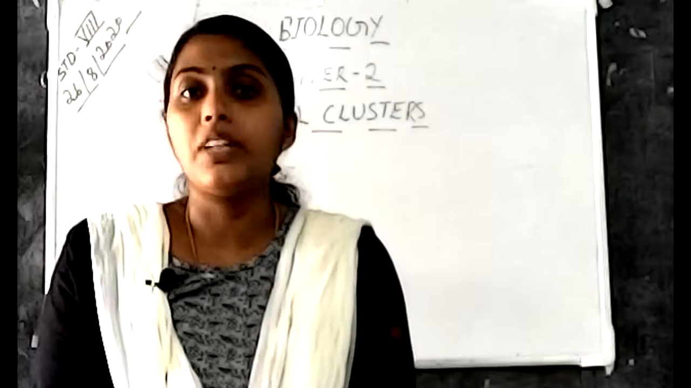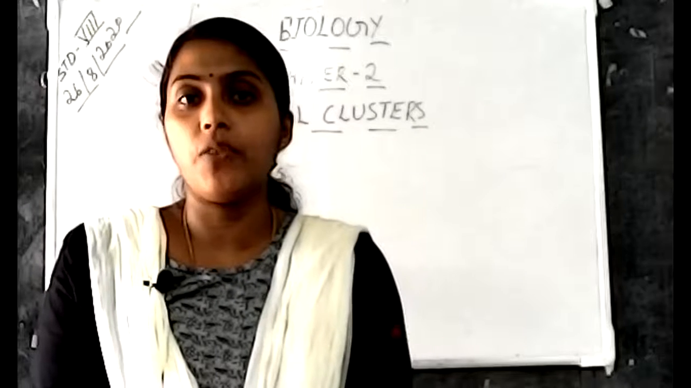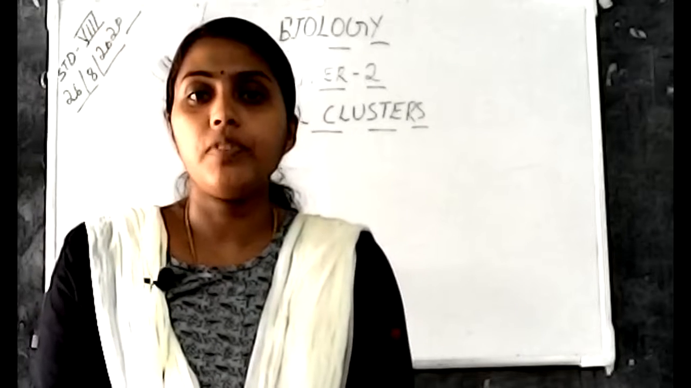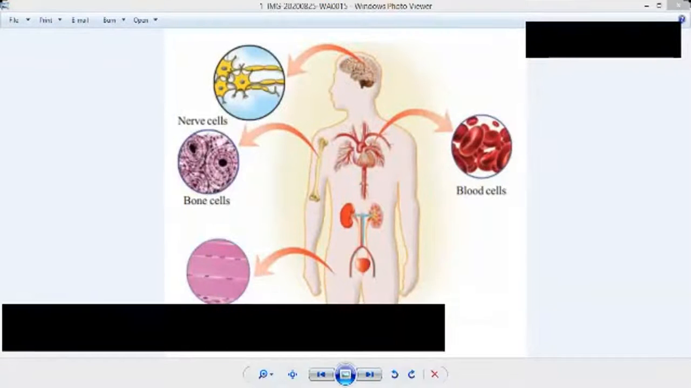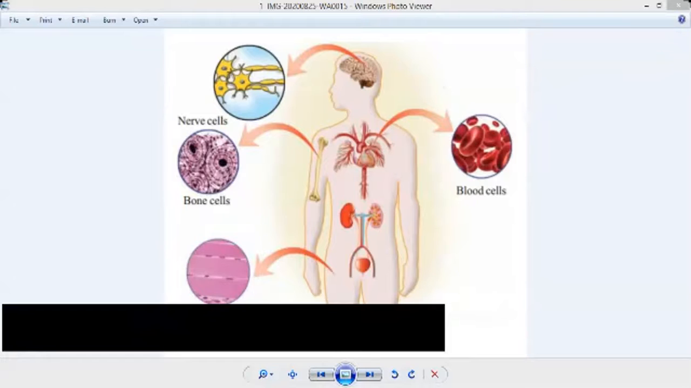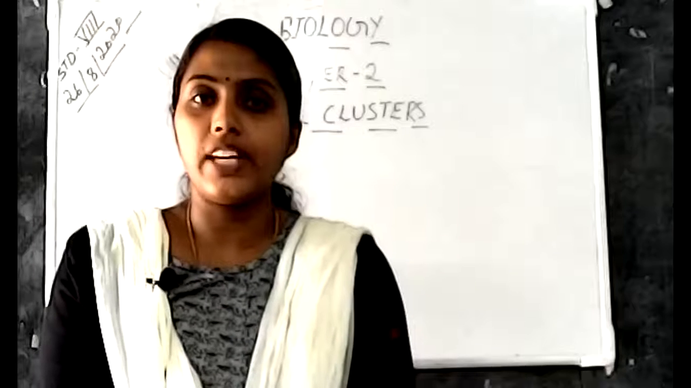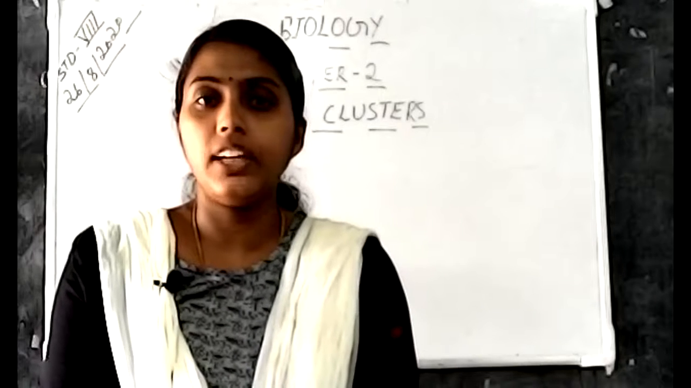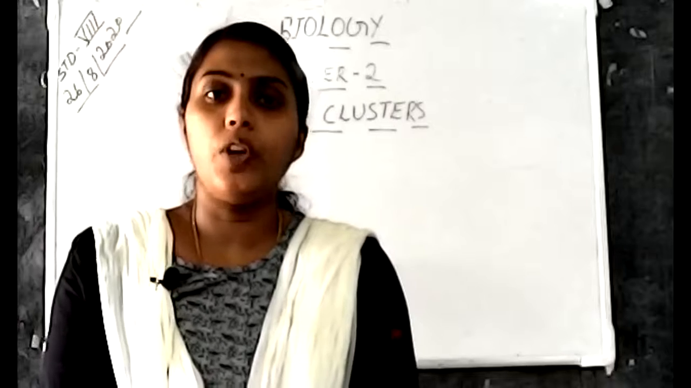I will just show you a picture of the different types of cells. In this picture, you can see a nerve cell, a bone cell, a blood cell, and a muscle cell. These are the different types of cells in our body. Not only these cells, about 200 different types of cells are present in our body. It's clear for you.